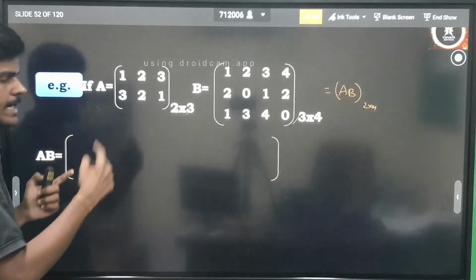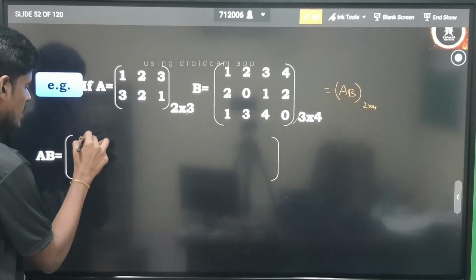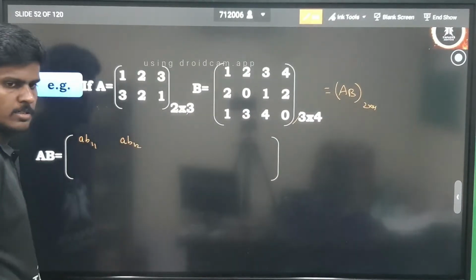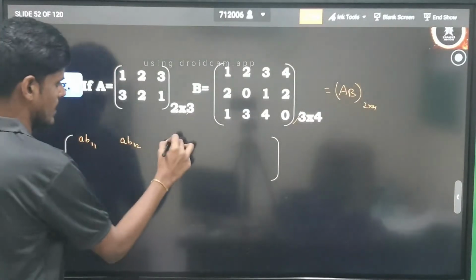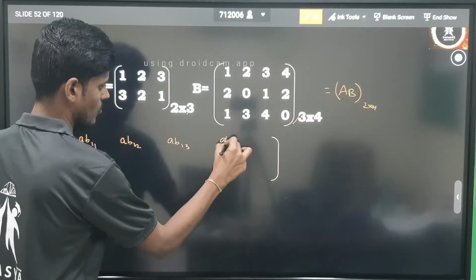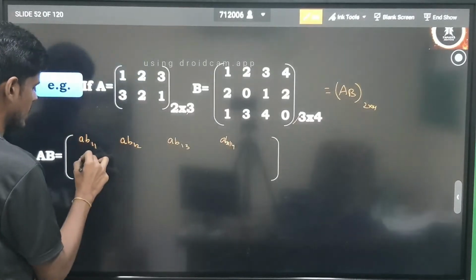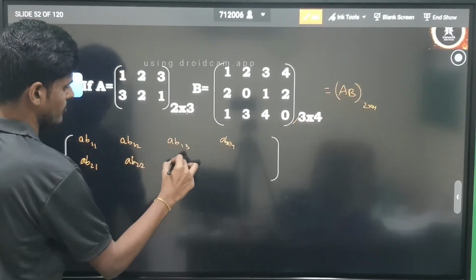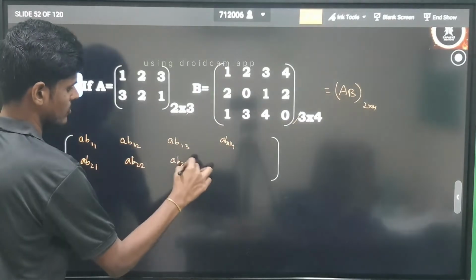Now how to write the elements? Let this be AB11. How many rows are there? 2 rows and 4 columns. So AB13, AB14. Similarly AB21, there will be 4 elements in the second row.